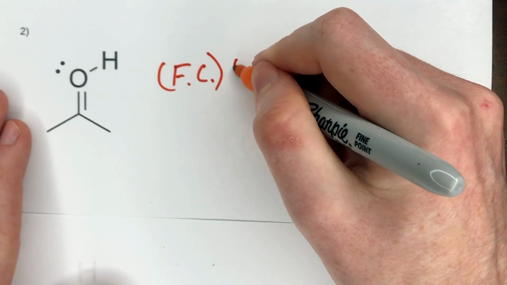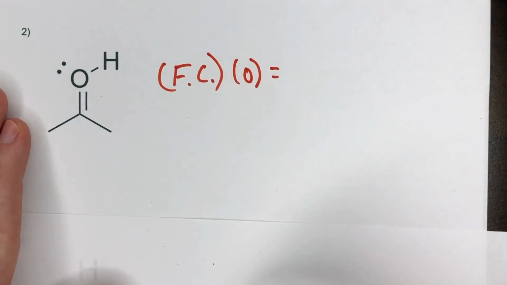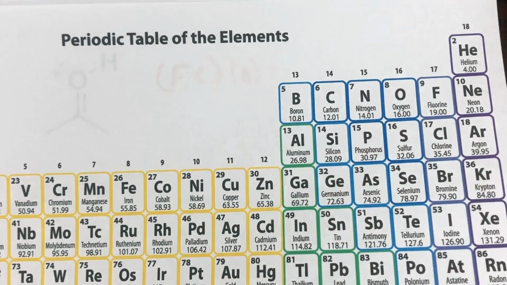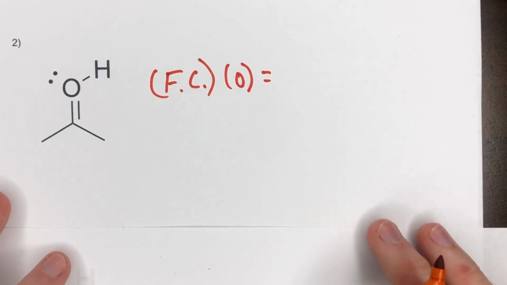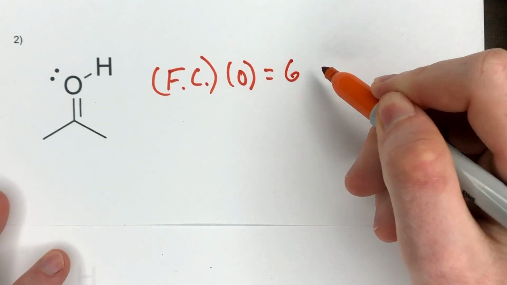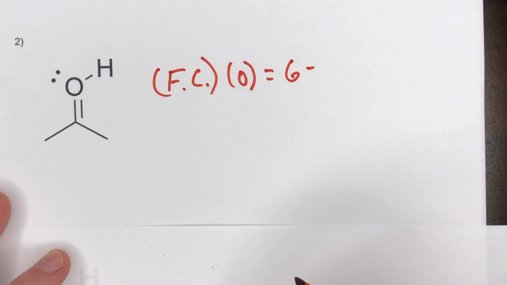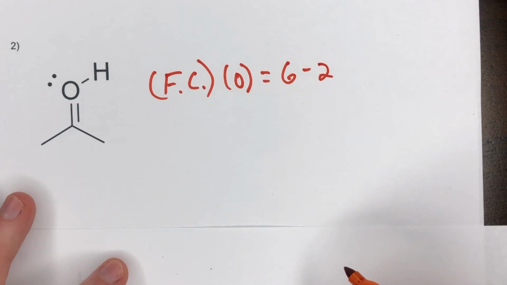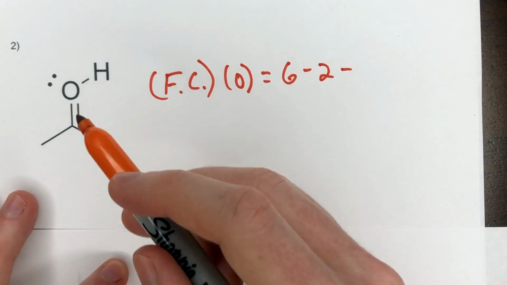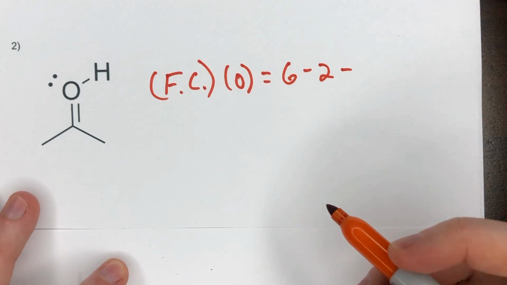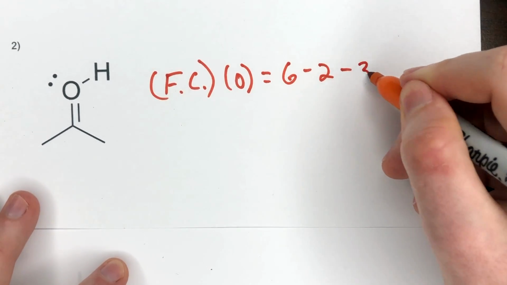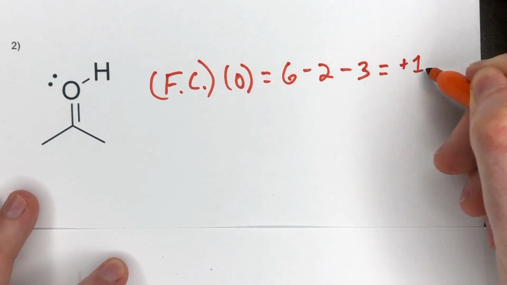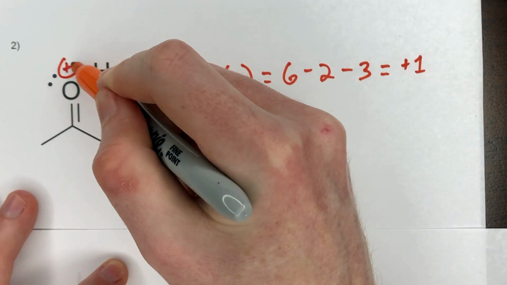So again, our formal charge of oxygen. How many electrons does oxygen need to be neutral? If we look at our periodic table, it is in group 16, so it needs 6. So 6 goes here. We subtract the number of unshared electrons, or lone pairs. Here there's one lone pair, that's 2 unshared electrons. Then we subtract all of our bonds. We have one oxygen-hydrogen bond, and then an oxygen-carbon double bond, so that's 2 plus 1 is 3. So this is 6 minus 5, which is positive 1. So again, our positive charge is going on our oxygen.